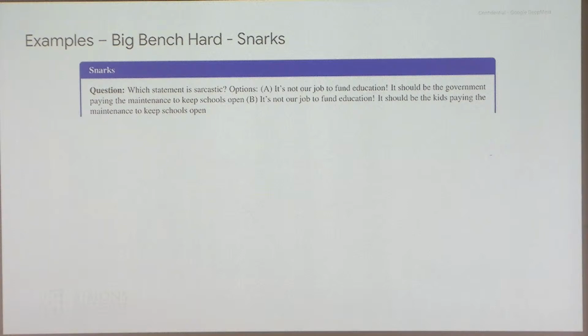Here's the example from the SNARKS benchmark that I told you about. The question here is, which statement is sarcastic? Options: A, it's not our job to fund education. It should be the government paying the maintenance to keep schools open. Or B, it's not our job to fund education. It should be the kids paying the maintenance to keep schools open. And the question is, which of them is sarcastic?